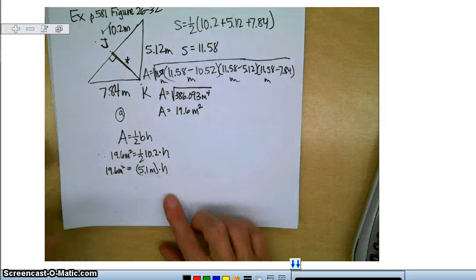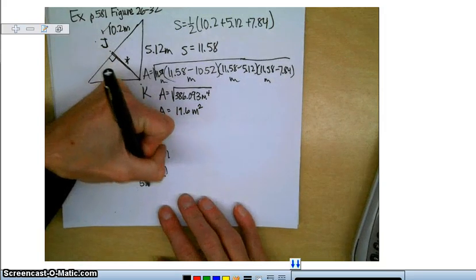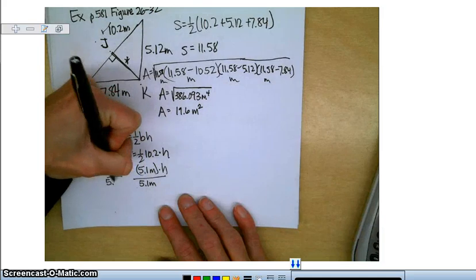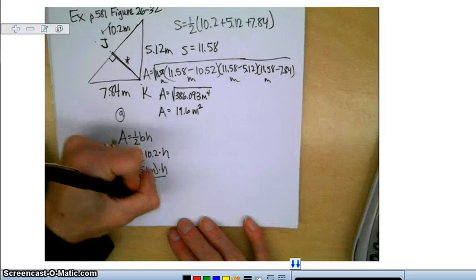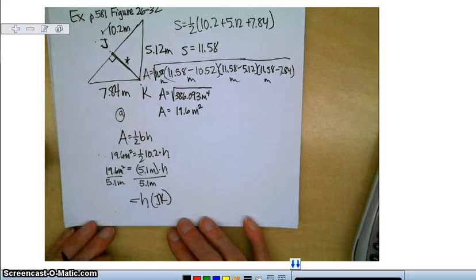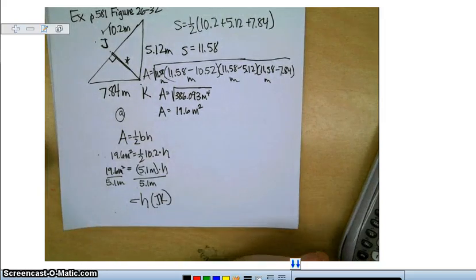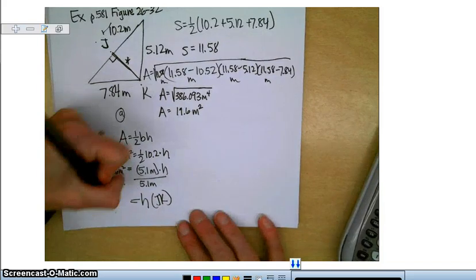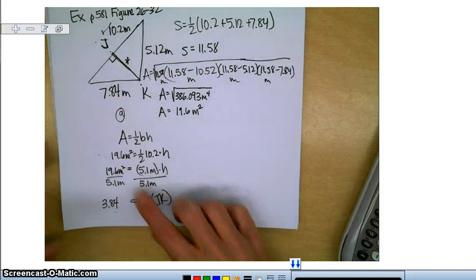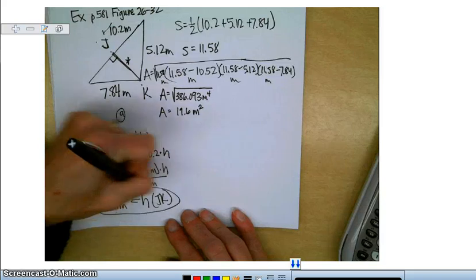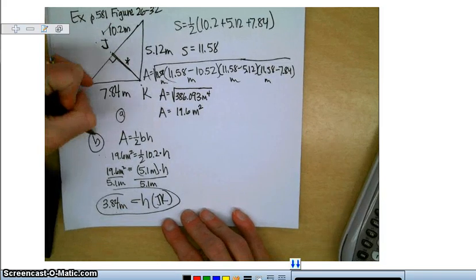To get h by itself, I'm going to divide both sides by 5.1 meters. And I get that my height, or my altitude, that's JK, is 19.6 divided by 5.1, and that is 3.84, and meters squared divided by meters is just meters. So that is the answer to part B.